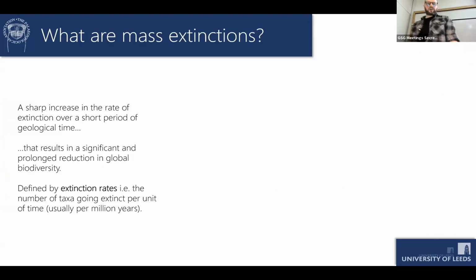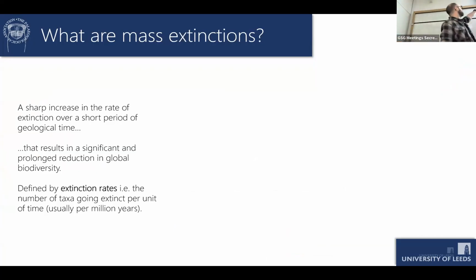So first of all, what are mass extinctions? Mass extinctions are a sharp increase in the rate of extinction over a short period of geological time. Now, you guys all know a lot about geology, right? So I won't have to explain like I do to the biologists what a short period of geological time is, right? So I'll just gloss over that.